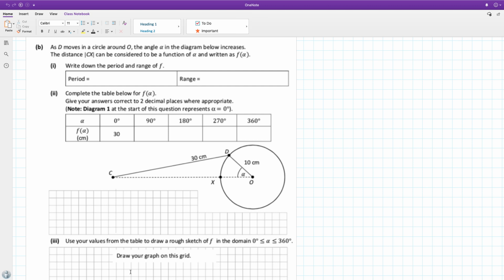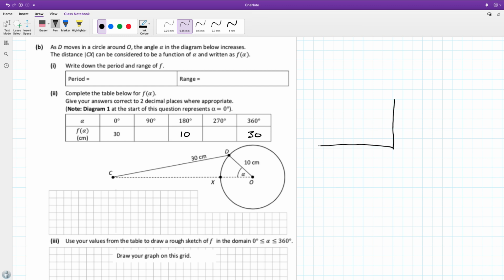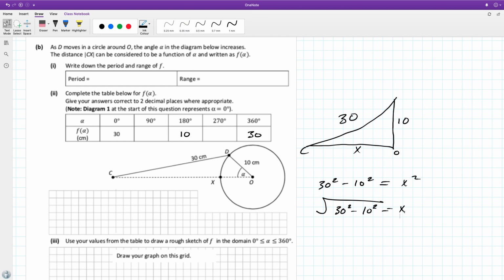Right, let's have a little look at it. So, we said 180 is going to be 10, and we said 360 is going to be 30. We drew a right angle triangle. And we knew the distance from here to here is 10. The lever doesn't change, it's 30, and we're looking for this, which was C to O. So 30 squared minus 10 squared equals x squared. So it's the square root of 30 squared minus 10 squared equals x.